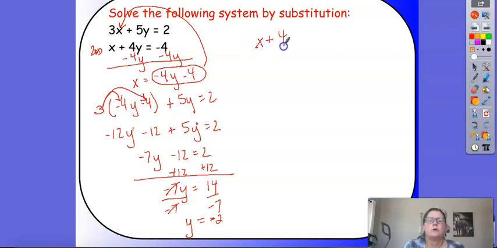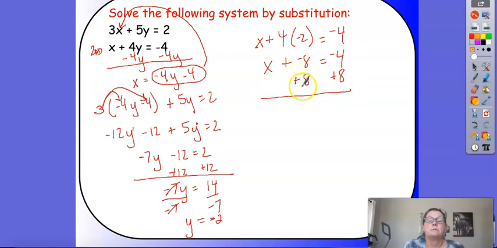So maybe I'll do it on the second one. X plus 4, I'm not going to put y there, I'm going to put negative 2 is equal to negative 4. X plus negative 8 is equal to negative 4. To get x by itself, I'm going to have to, let's see, that's minus 8. I'm going to have to do a plus 8 here. Plus 8. Because negative 8 plus positive 8 is a 0. And I'm left with x, and this I'm left with a positive 4. Okay? So that is substitution.